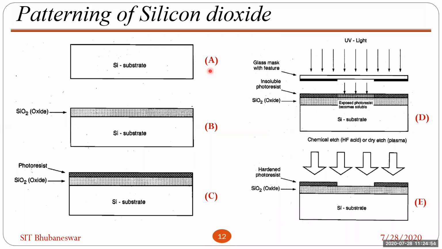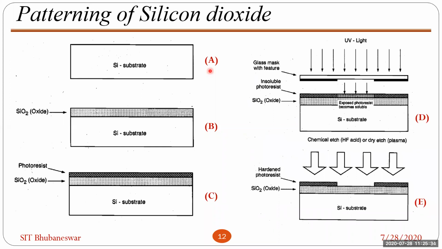First, the silicon substrate is available. What we will do is grow silicon dioxide by thermal oxidation. Here the method is thermal oxidation. By thermal oxidation, we put a layer of silicon dioxide over the silicon substrate. The thickness may be thick or thin, depending upon the requirement. Once it is deposited, what we will do next?